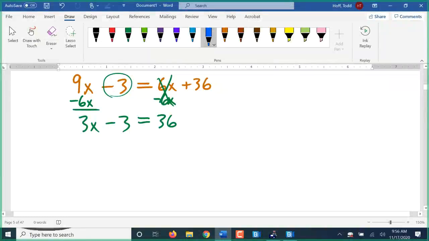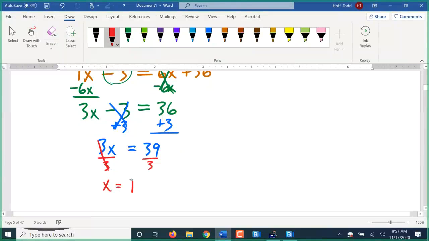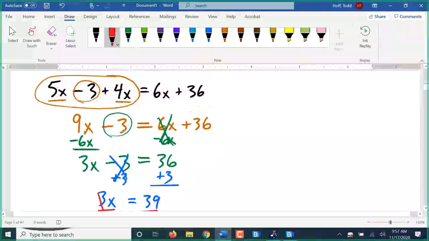Here, x has been multiplied by 3, and then 3 has been subtracted from it. So to take it apart, we're going to add 3. That removes the minus 3, giving us 3x. Remembering we have to add 3 to the other side as well. 36 plus 3 is 39. And then finally, we have to divide by 3 to get rid of the multiplying by 3. So we divide by 3, that cancels that out. We have x equals 39 divided by 3 is 13. X equals 13.